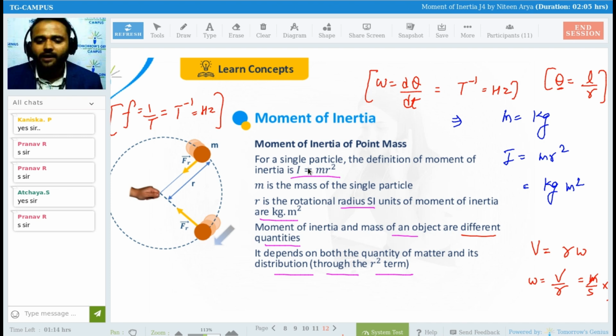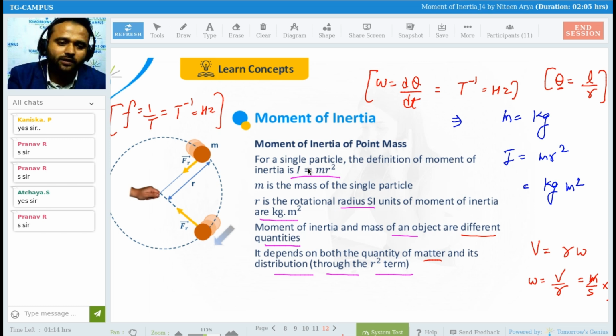Omega is an angular velocity, and v is generally a linear velocity. Velocity has the dimensional formula meter per second, which is length per time, or displacement per unit time. But omega doesn't have the same thing. Omega has the dimension of time inverse, which is frequency, which is hertz. Got it? So they are analogous. The word analogous is all about it. It depends on both the quantity of matter, which is mass, and its distribution, how it is distributed. So that is simple.